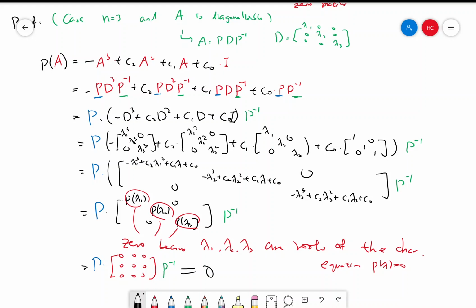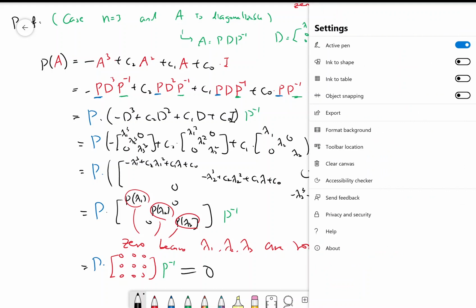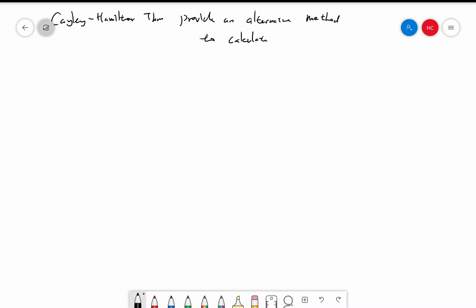Okay, so why is this theorem useful? The Cayley-Hamilton theorem provides an alternative method to calculate A to the kth power.